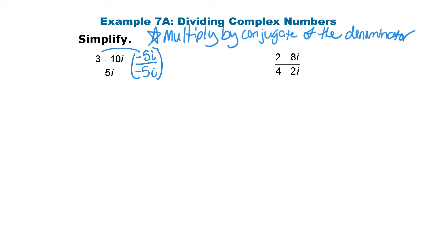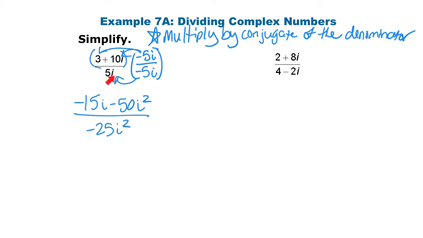So now I'm going to multiply this out. This would be using the distributive property up here. So this would be -15i minus 50i squared. And then in the denominator, I'd have -25i squared. And the reason we're doing this is because we do not want to have an i in the denominator when we are simplifying our complex numbers here. So now I have a bunch of i squareds. Remember, i squared equals -1. So I'm going to simplify some more and put in that -1 for my i squared.